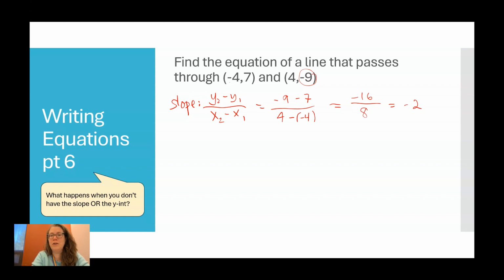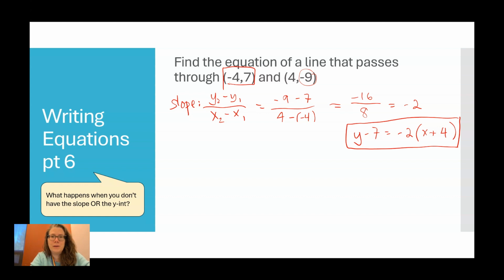Your choice from here. If you want to do point-slope form, you can just pick either of these points and plug it into point-slope form. If I use (-4, 7), y minus 7 equals -2 times x minus -4, and a minus minus turns into plus. And you can be done. There's your equation, done in point-slope form.